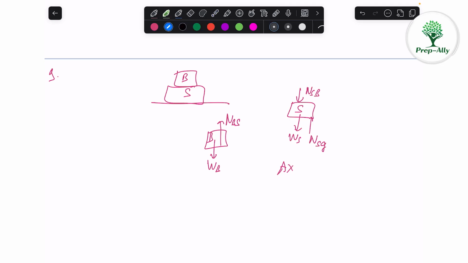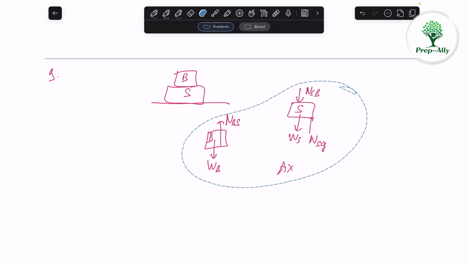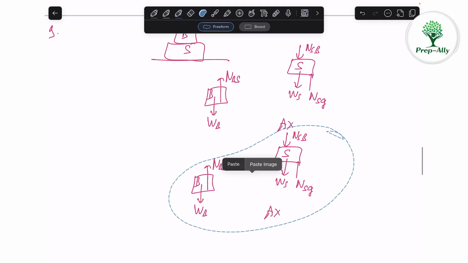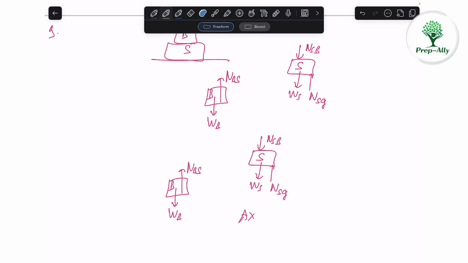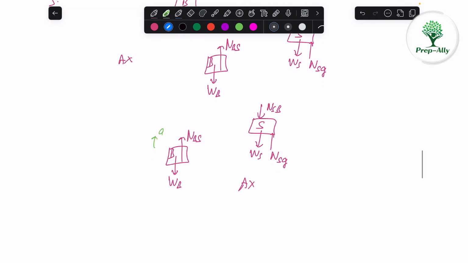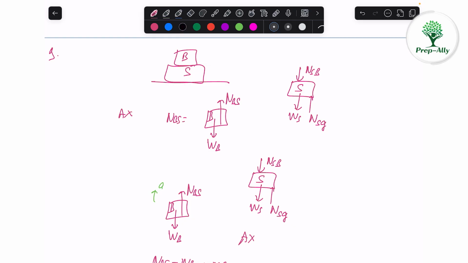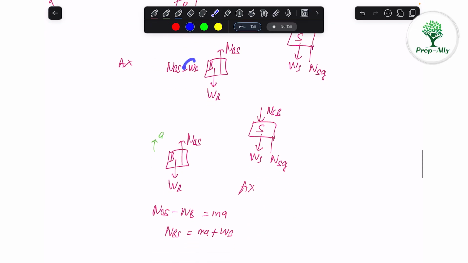See, if both of them are in an elevator accelerating upwards, so I'll just draw like this. Basically, Bharat is also accelerating upwards then. So the net force on Bharat is actually NBS minus WB, that is the net force upwards, equal to MA, correct? Net force is equal to mass into acceleration. So NBS is equal to MA plus WB. But initially, NBS was equal to WB. So here the normal was WB, here it is WB plus something, MA. So yes, the normal reaction will be higher when the lift is accelerating upward.